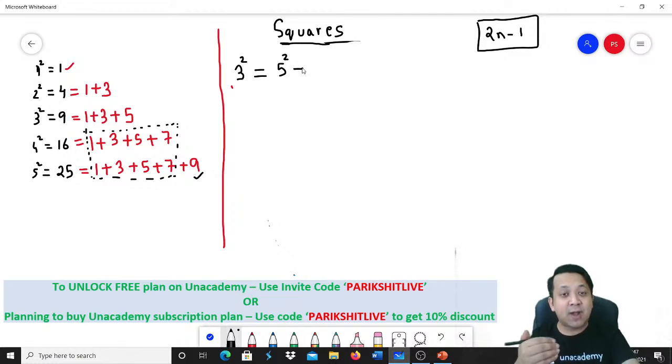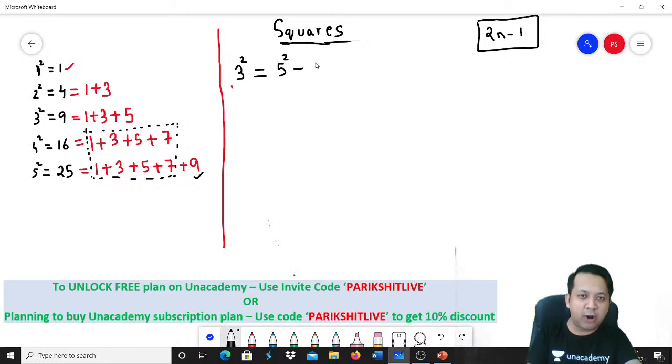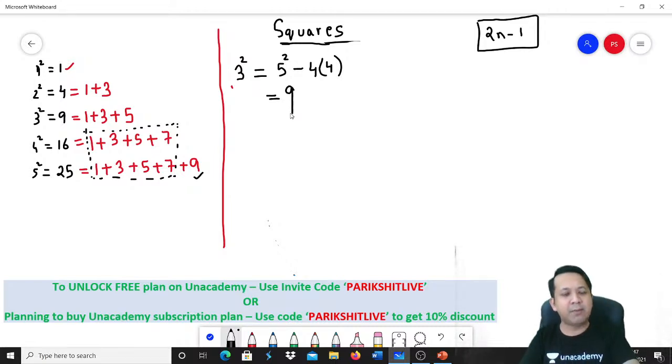But you know what? What is extra in 5 square? Between 3 square and 5 square, 5 square has 2 extra terms. What are those extra terms? The 5th odd number and the 4th odd number. So you know the shortcut is 4 times the smaller number. So that will come out to be 9. Right?